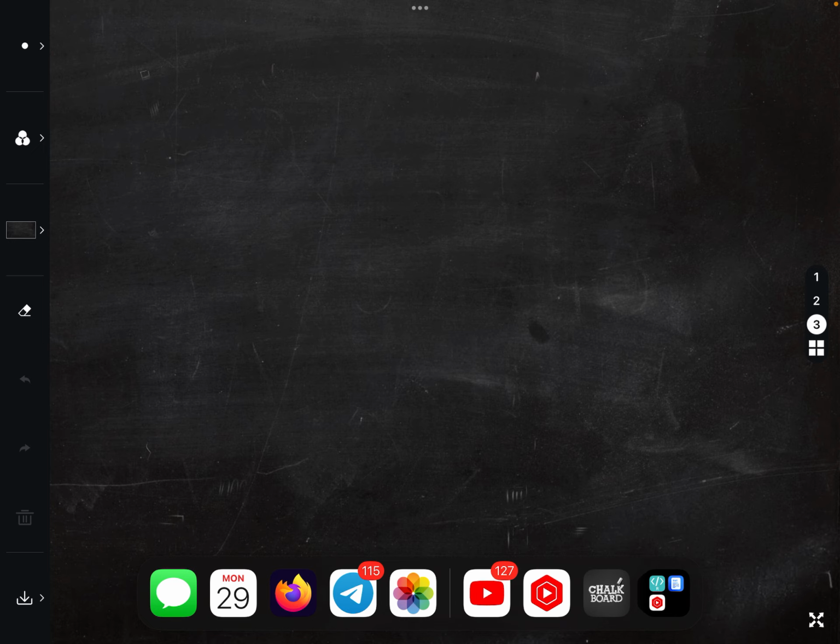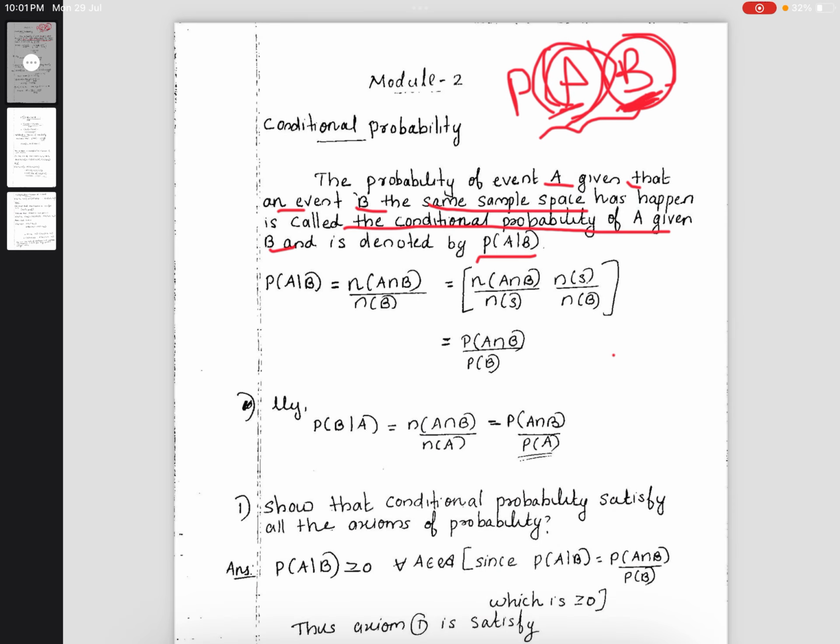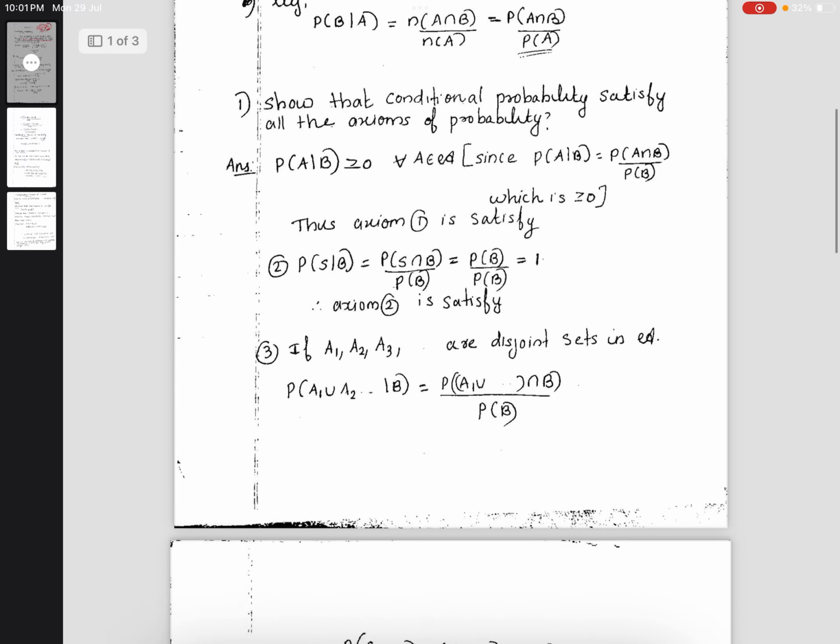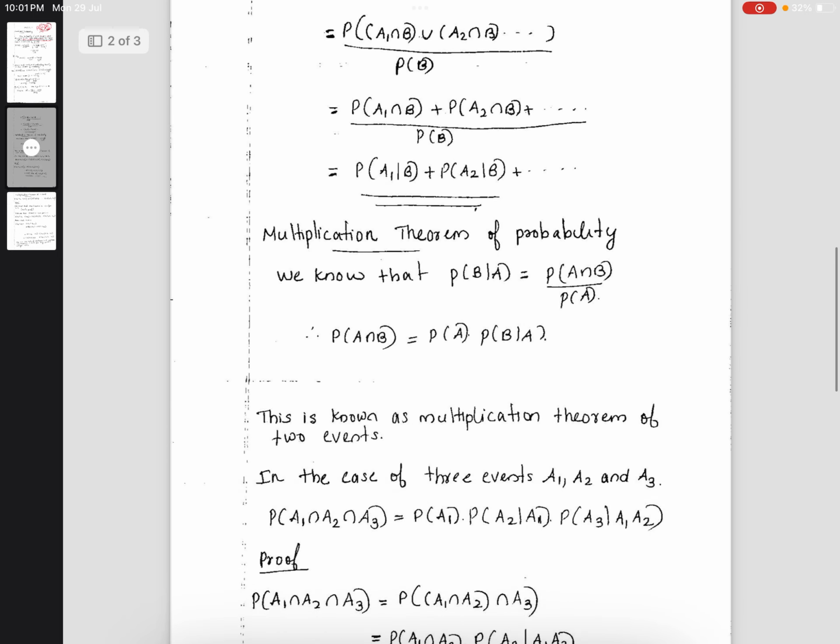Next, multiplication theorem of probability.